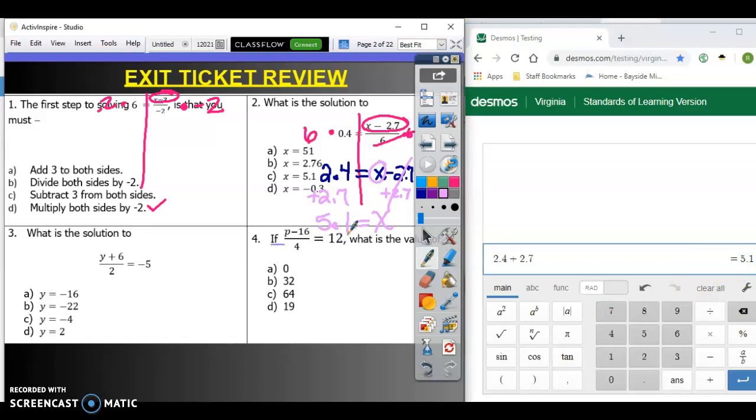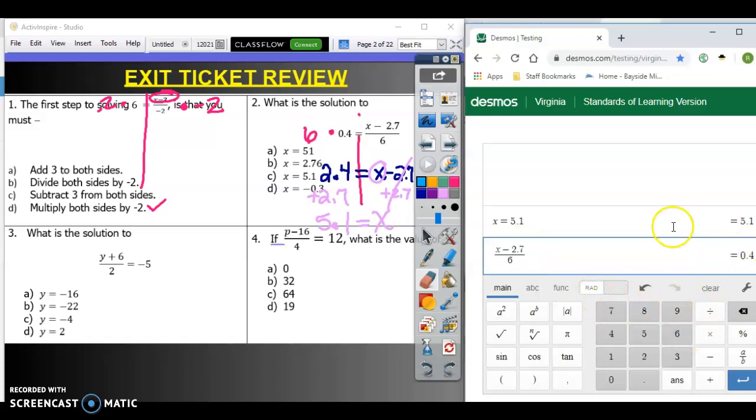So now you're going to go back and check that with your calculator. So we think x equals 5.1. And then we come down, we type the problem. So we're going to type just this portion right here: x minus 2.7, all of that part divided by 6. And we got 0.4, which is exactly what we should have got. So the correct answer is 5.1.